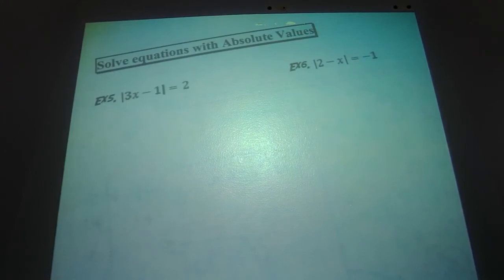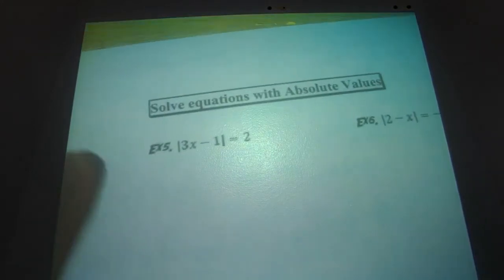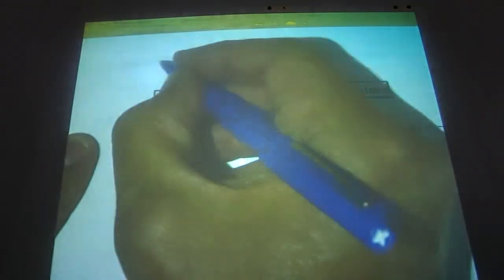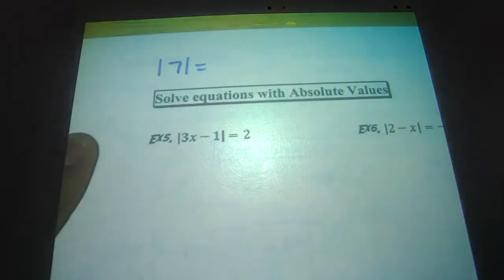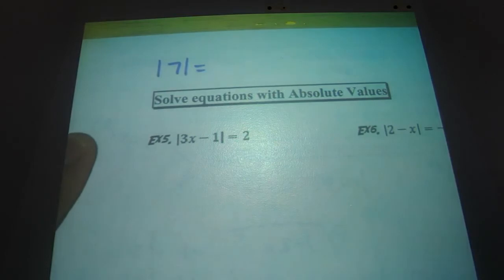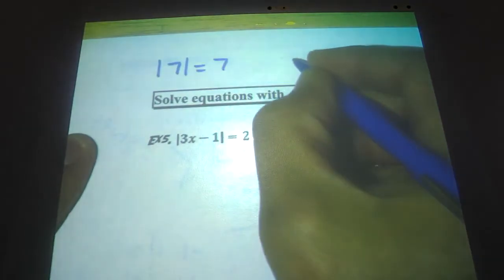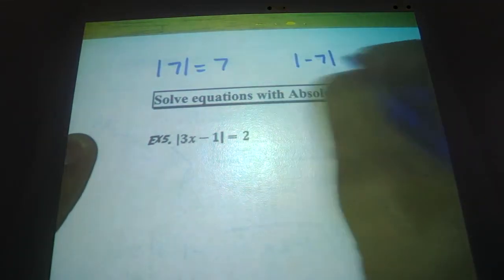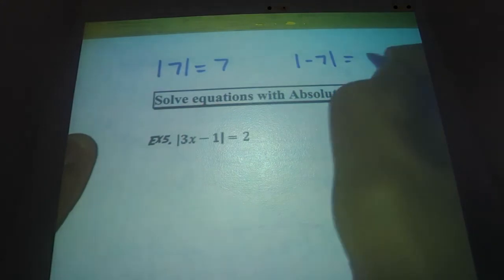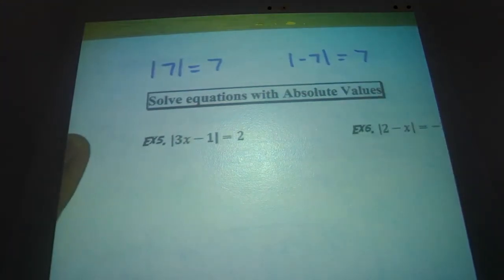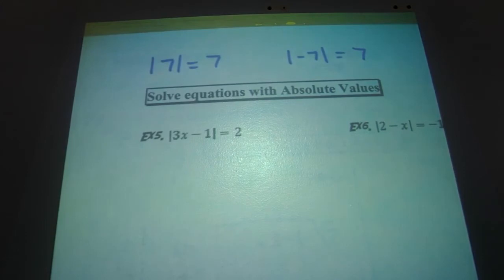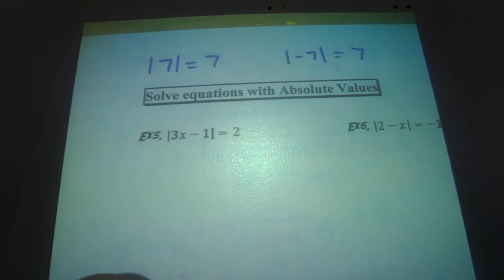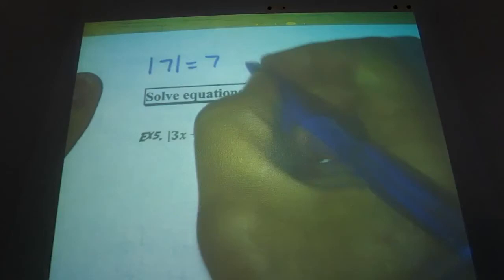Absolute values. First thing we want to know is what in the world is an absolute value? Do we know what the absolute value of 7 is? Shout it out. Is it just 7? It's 7. And we know the absolute value of -7 is just 7. Do you guys know what the definition of absolute value is? Why do I get both +7 here? Is it its distance from 0? Yeah, you guys are awesome.